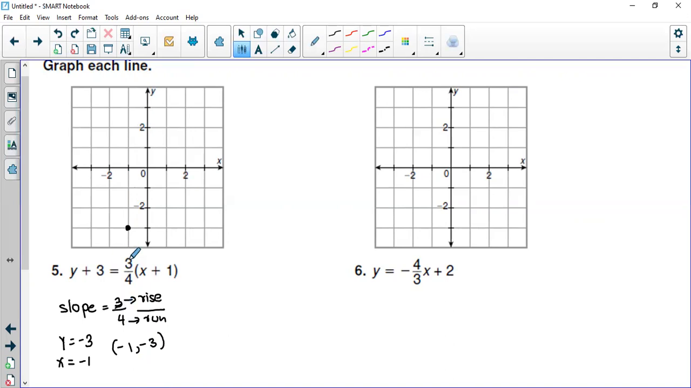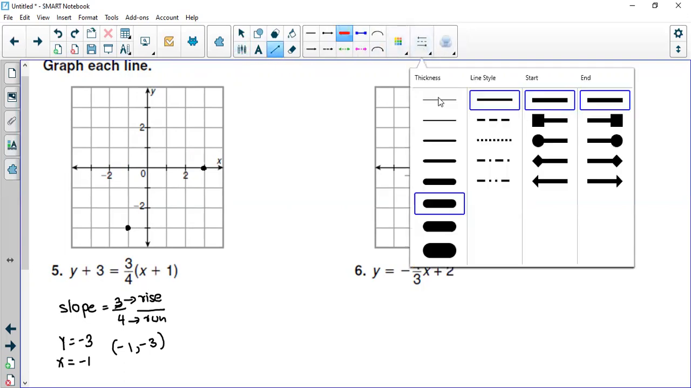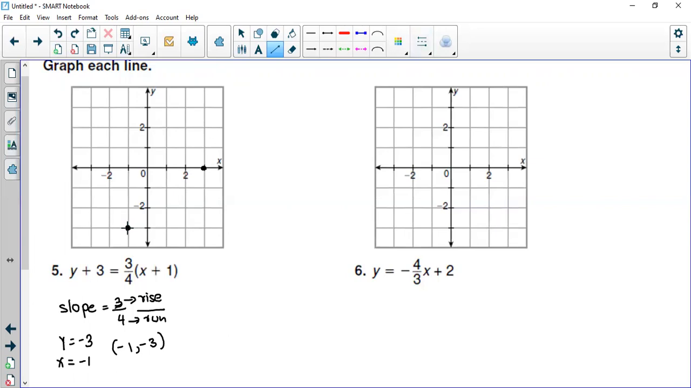So 3 rise means we go 3 up, so that's 1, 2, 3. Run is 4, which is going to the right. If it was negative, you would go to the left, but here it is positive, which means you will go to the right. So 1, 2, 3, 4. So your next point is here. All you need to do is just join the 2 points. Just join them. So here is your line.